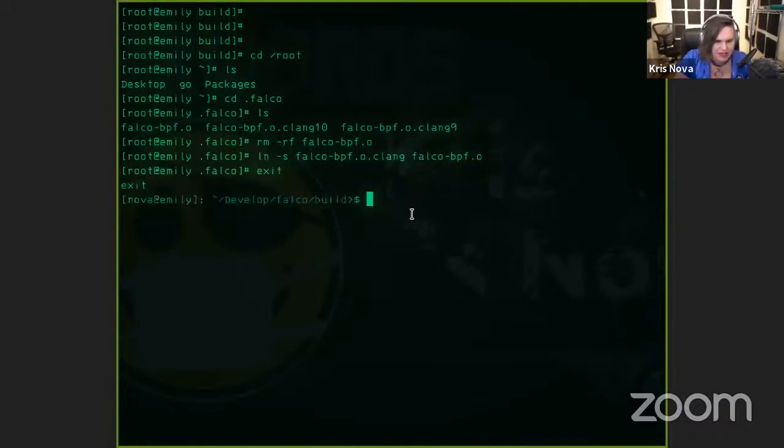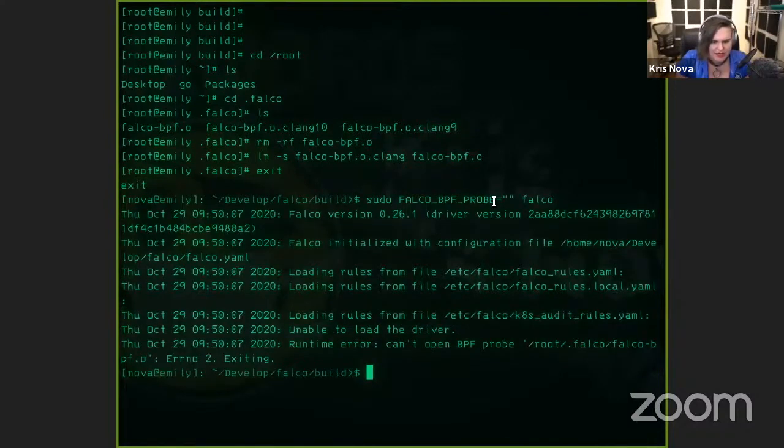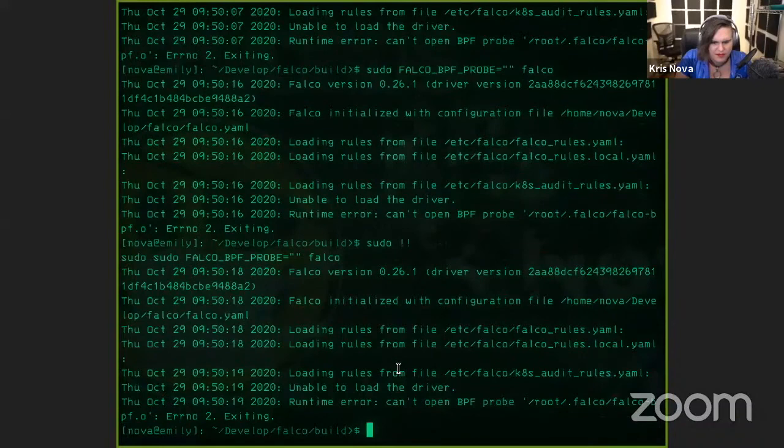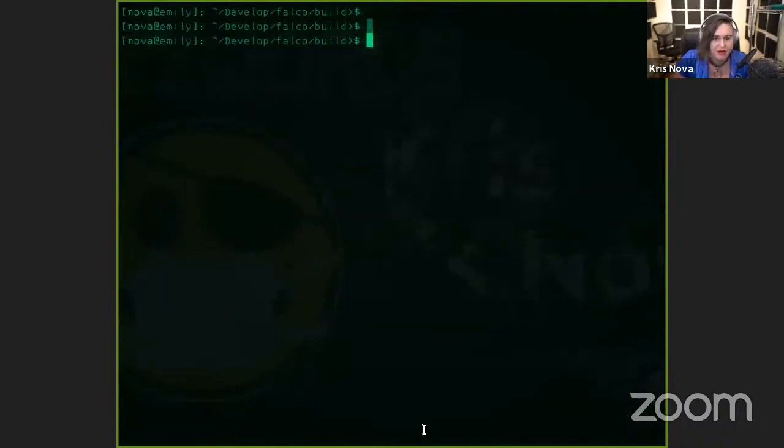So if we exit out of this and we run Falco with this Falco BPF probe flag, we're now going to be telling Falco to look for a BPF probe instead of a kernel module. And can't open. Why can't I open this? Falco BPF error. Huh. Interesting. I don't know why it's unable to open this. When I recompiled it, I might have gotten an error.